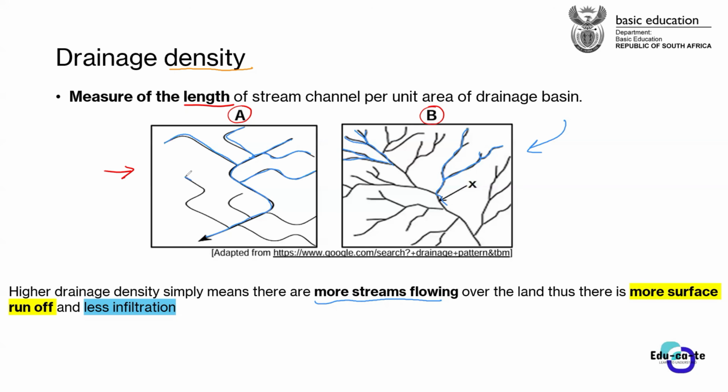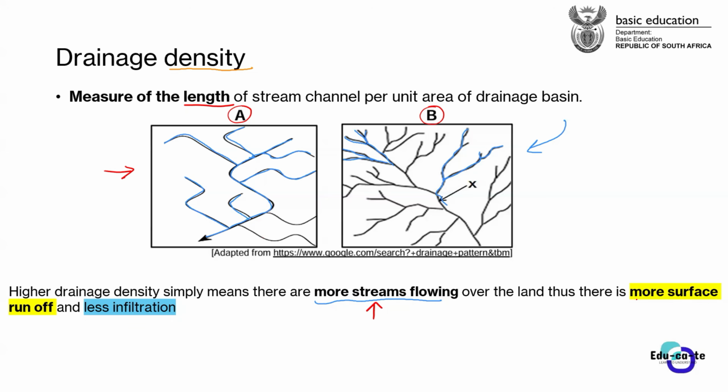Yes, so we have got lower drainage density and we also have got higher drainage density. Okay, so now let's try to understand what makes the lower drainage density and what makes the higher drainage density. When we say that we are having a higher drainage density, it simply means that we are having more streams flowing over the land.